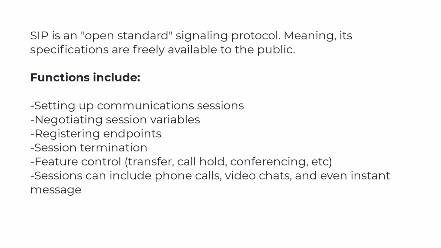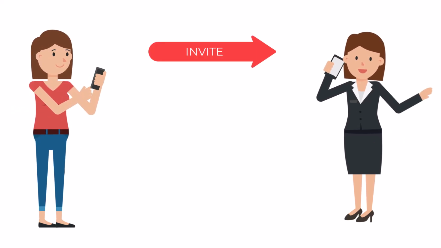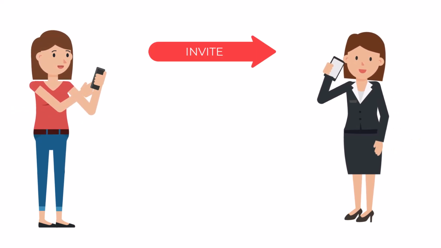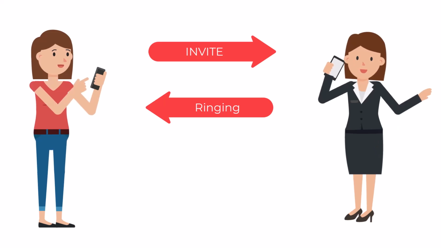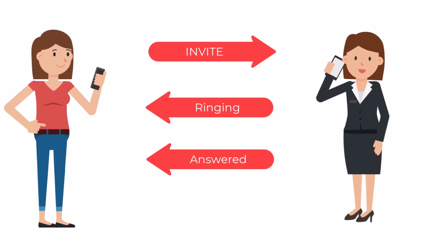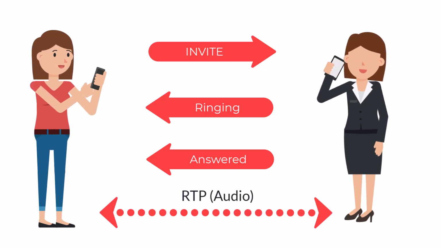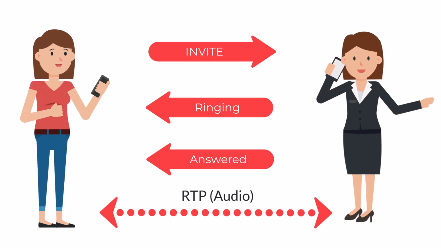Here's a simple example. You pick up your VoIP phone and call a friend. SIP handles the signaling. It tells your friend's phone to start ringing. When your friend answers, SIP establishes the session. Once the call is active, SIP steps back and lets another protocol, usually RTP, the Real-time Transport Protocol, handle the actual voice data.